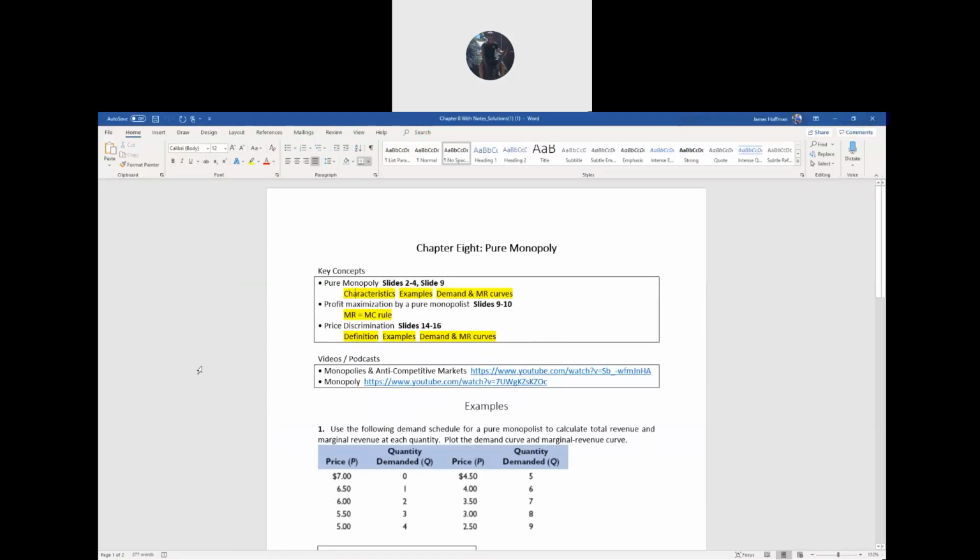Okay, so the characteristics: there's one seller, no substitutes, and blocked entry, and the monopolist is a price maker. The best examples I think are the public utilities: water, trash, electric. Let's look at what the demand and MR curves look like for this type of firm.